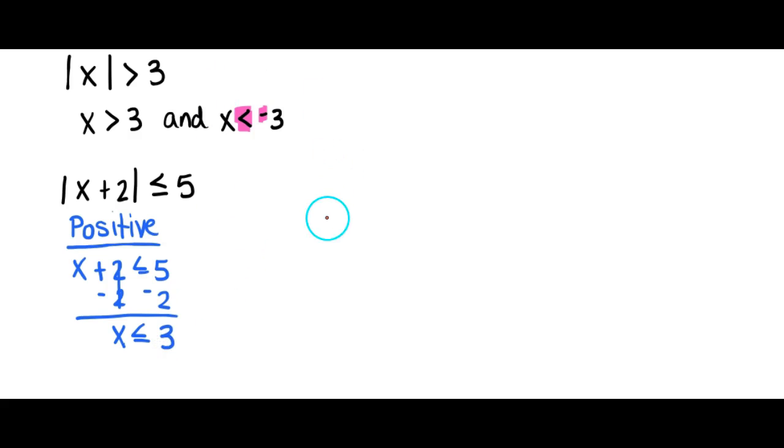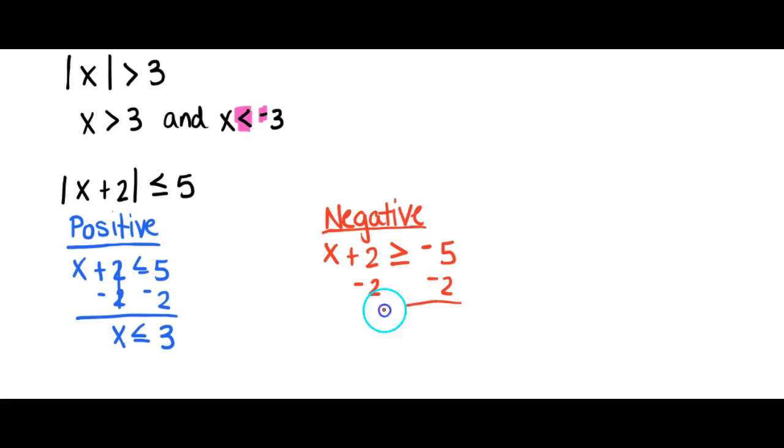But remember, we also have to do that negative one. Once we get that absolute value symbol by itself, this is how this works. So we have x plus 2, but remember we got to flip that sign. So instead of being less than or equal to, it's going to be greater than or equal to. Instead of a positive 5, we're going to make it a negative 5. And then subtract 2 from both sides. Sorry, drawing straight lines are not my thing.